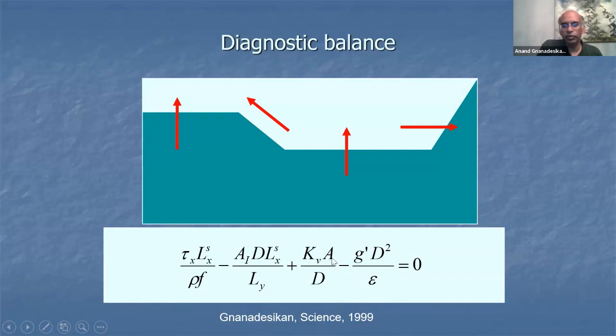KV is a vertical diffusion coefficient. A is the area of the tropics. So this would be the vertical diffusion term. This is an eddy term. And this is the upwelling in the Southern Ocean.